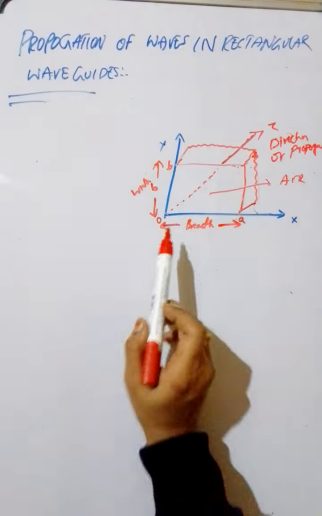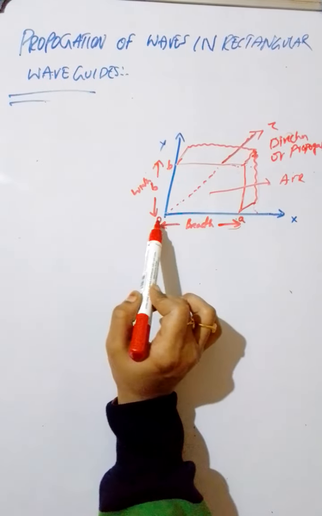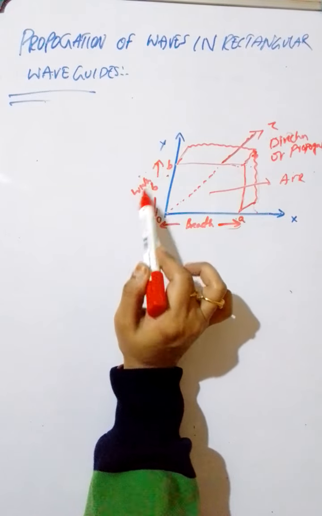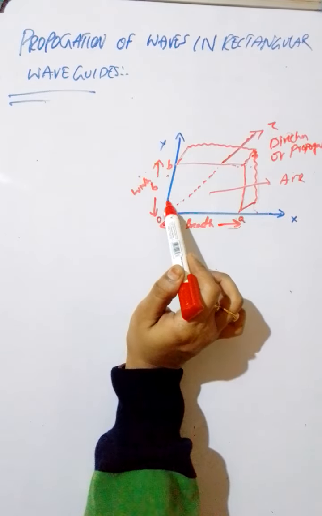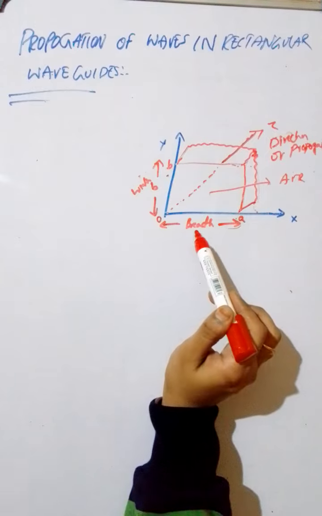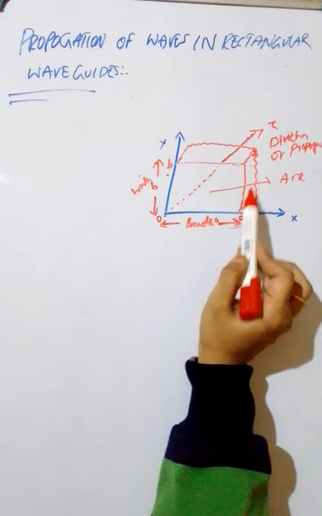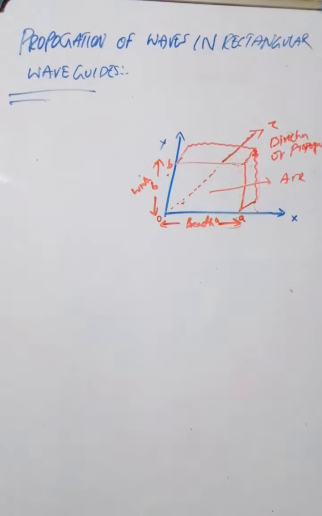This is a rectangular waveguide which is located along both the x and y axes. Here the distance between these two is b, the width. The distance between these is a, the breadth. The air is inside it. Z is the direction of propagation of the wave.